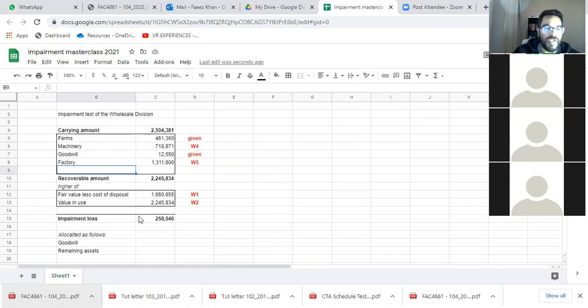So as you can see, here we have goodwill. We know goodwill is 255. So we first allocate goodwill in its fullest. Because remember, the goodwill is only 12,000, but the impairment loss is 200,000.